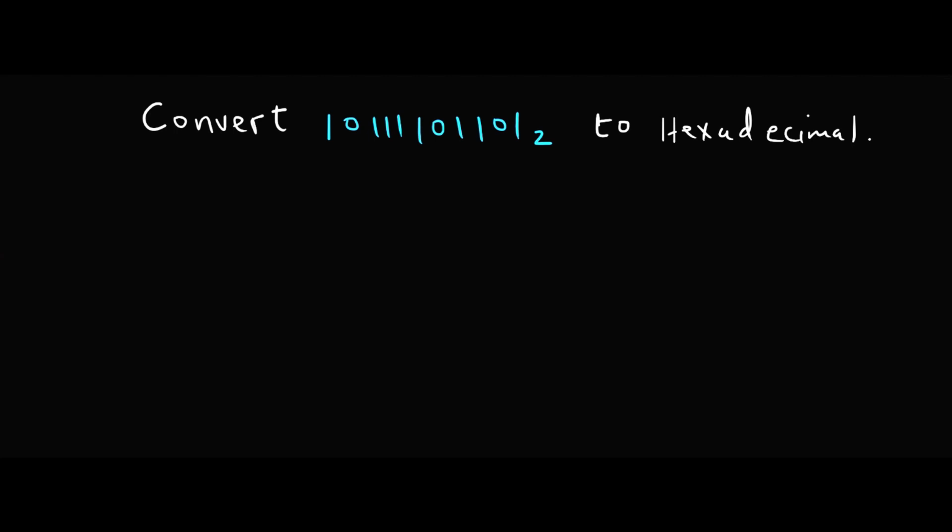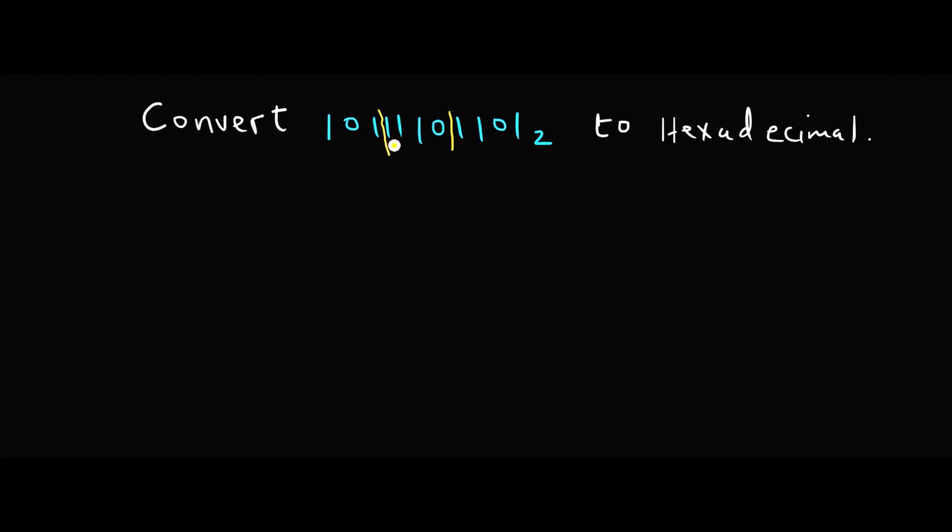Convert 10111101101 base 2 to hexadecimal. So this is a binary number that we're converting to hexadecimal, and hexadecimal is base 16. What we're going to do is divide this number into groups of 4, starting from the right. So you have 1101 as the first group, then 1110 as the second group, then the rest is the third group.